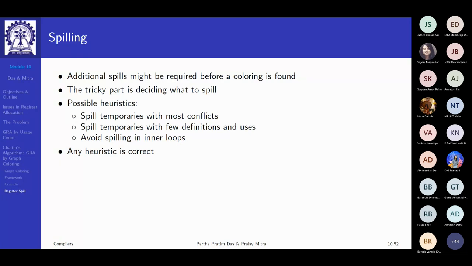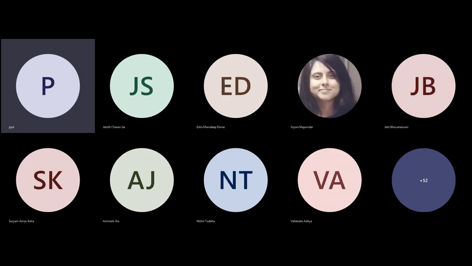So any heuristics that you choose will be correct in terms of allocation, but some may do better than the other in terms of the number of additional load store that may be required. And then once this has been done, we can scan, and if there are unnecessary load store that have resulted, then we can try to remove those as well. Okay. So that is about global register allocation.